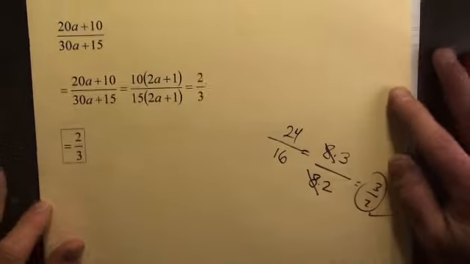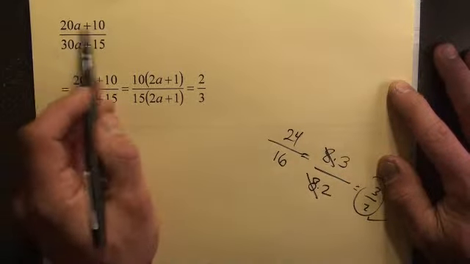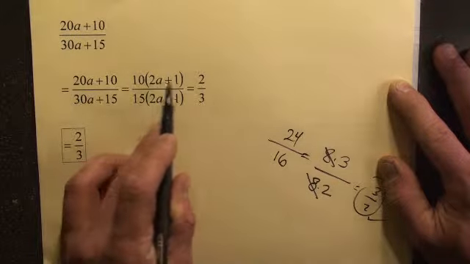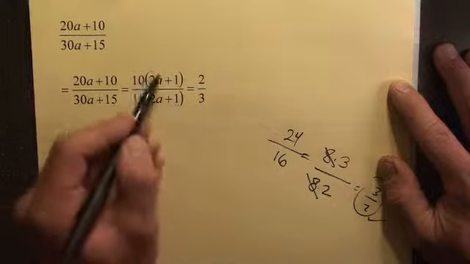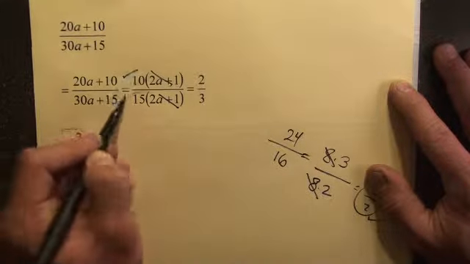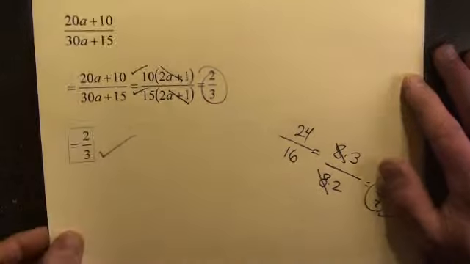Alright? We're going to essentially try to do the same thing. We factor out a 10: 10 times 2a plus 1. Let's take out a 15 here: 15 times 2a plus 1. Guess what? The 2a plus 1's cancel. 10 over 15 is, of course, 2/3.